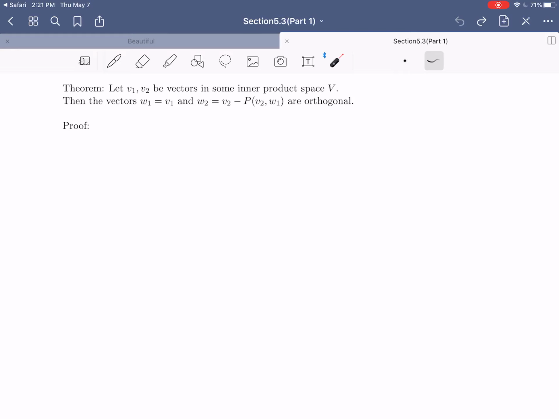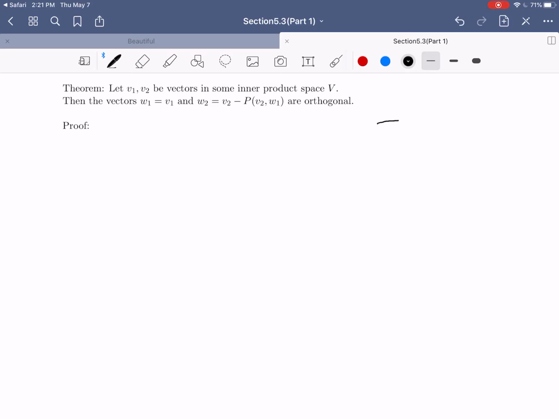But before I get to that proof, I want to talk a little bit about exactly what this is saying. What this is basically saying is, if you remove, in this case from V2, the projection of V2 onto W1, then you're guaranteeing, because you remove the projection, that this guy will be orthogonal to this. I want to draw you guys just a basic picture here.